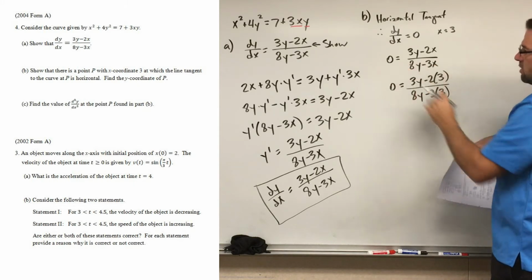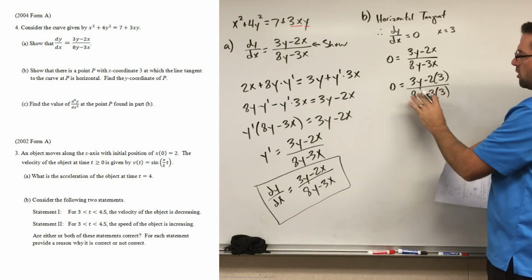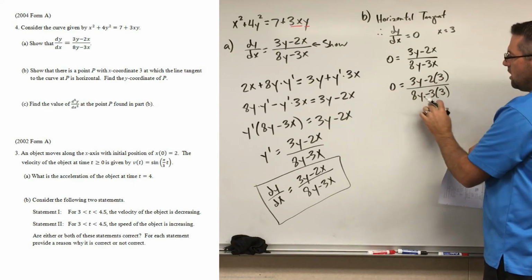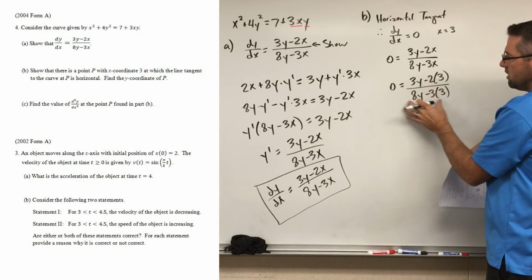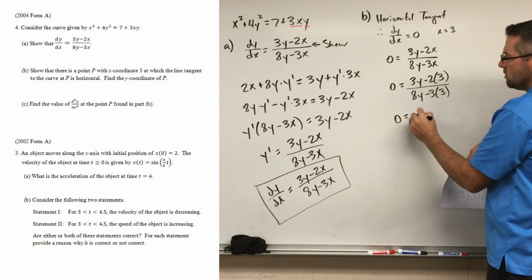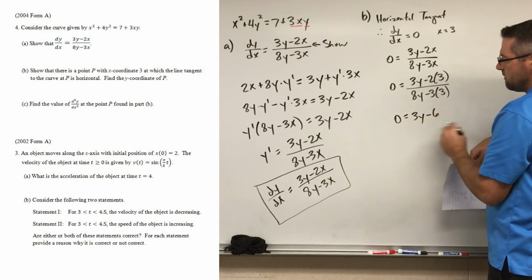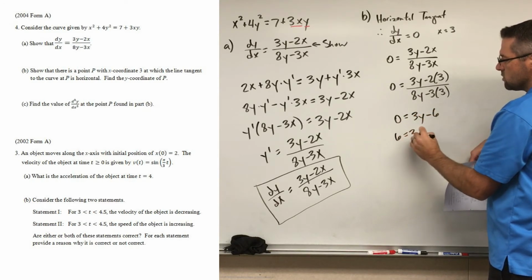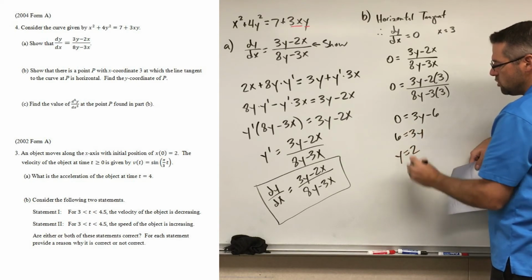And obviously the denominator doesn't mean anything. It's just the numerator, because when I go to multiply all this, or cross multiply, however you solve it, you're going to get 0. So you end up with 0 equals 3y minus 6. And then solving there, we get 6 equals 3y, so y equals 2.